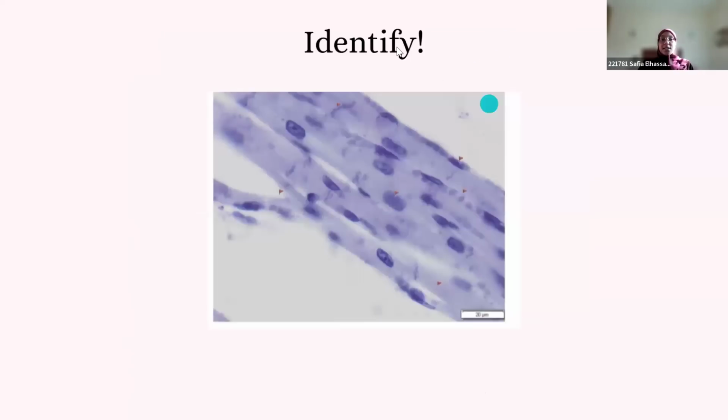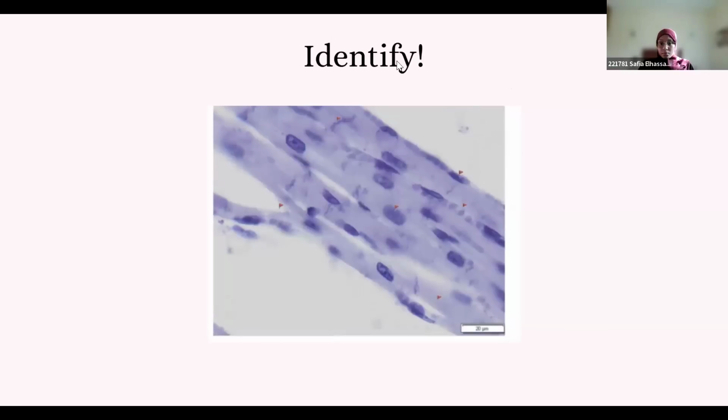Okay, can you guys identify what type of tissue this is? And give me 2 identification points.